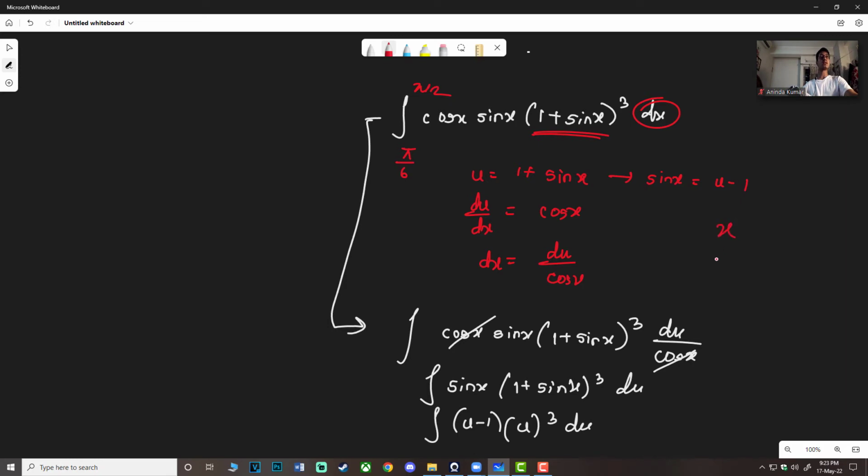You write x here and u here. The values of x limits are pi by 6 and pi by 2. And what is u? U equals 1 plus sin x. So you substitute pi by 6 once, and then you substitute pi by 2 to get the two limits of u. And then you put these two values, 1 and 2, over here, u1 and u2. These would be your limits.